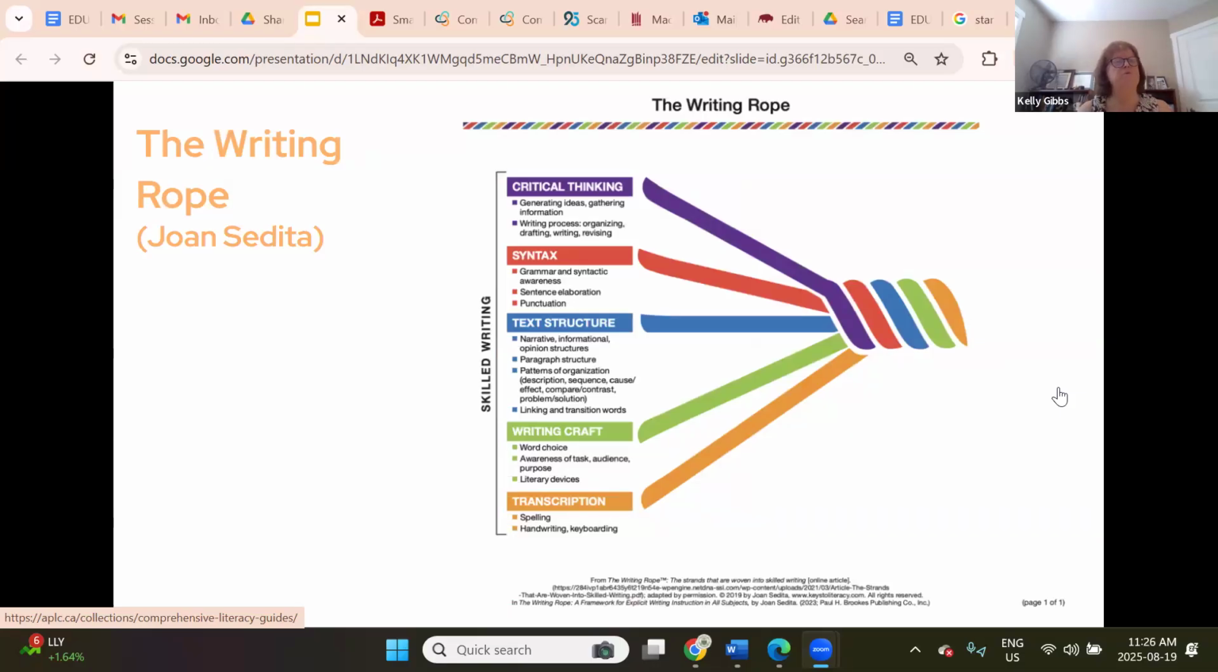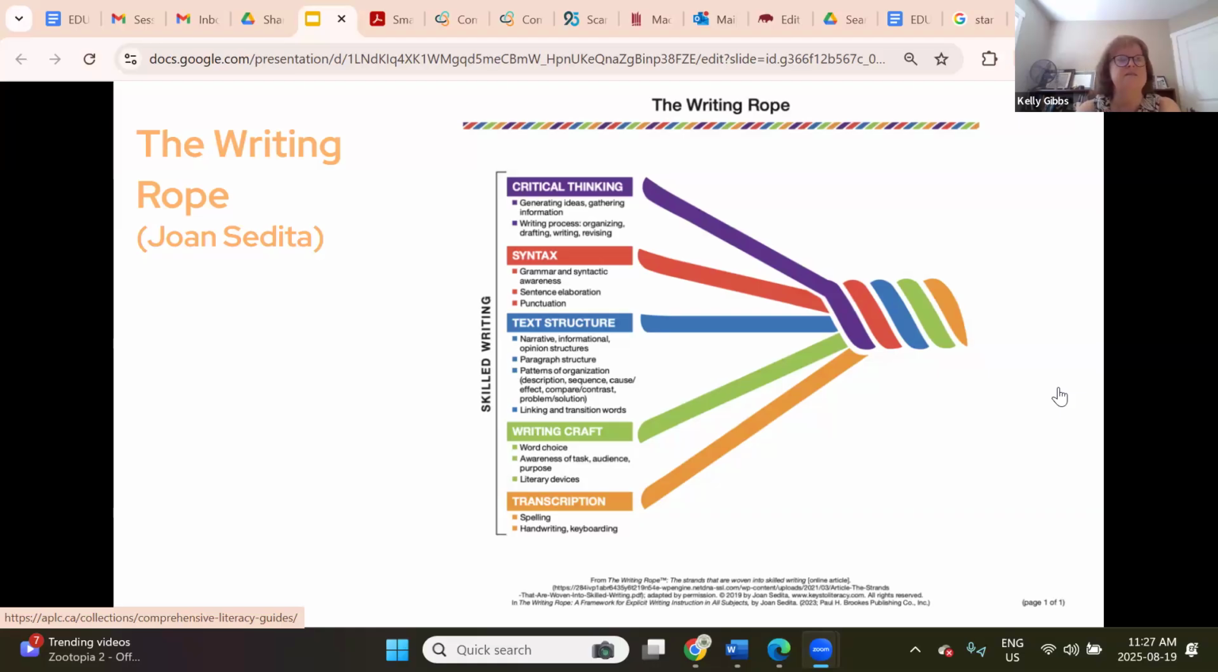the writing rope. We talked about the reading rope earlier. This is a very similar graphic that looks at how we take all these pieces of the curriculum, and we help students by looking at each part appropriate to their grade level and helping students to build their skills. How do we generate ideas? How do we gather information? These writing processes, organizing, drafting, writing, revising, these all require critical thinking skills.